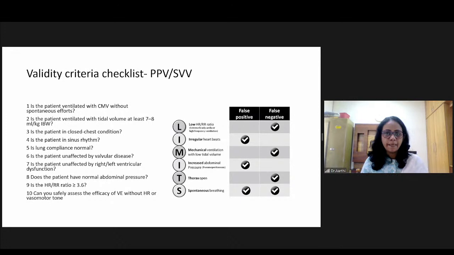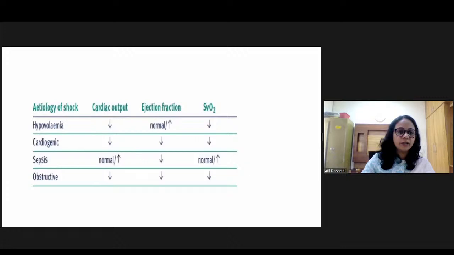And in case, for example, of laparoscopic surgeries, that might increase intrathoracic pressure and that might give false positive values during assessing the pulse pressure variation. And when there are open chest injuries and when the patient is spontaneously breathing, they might not reliably predict the pulse pressure variation, and stroke volume variation might not predict the cardiac output.